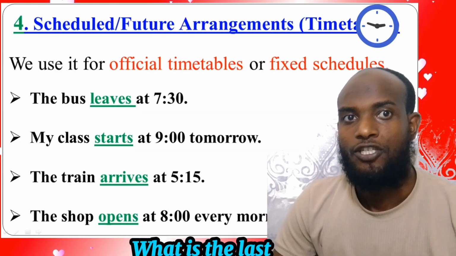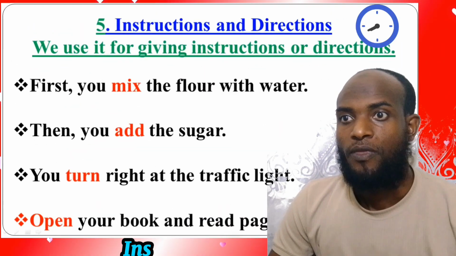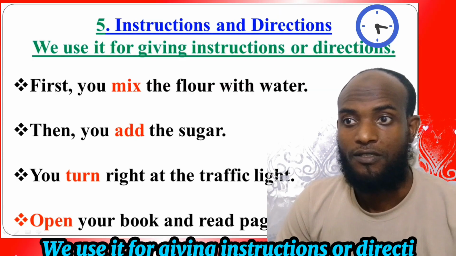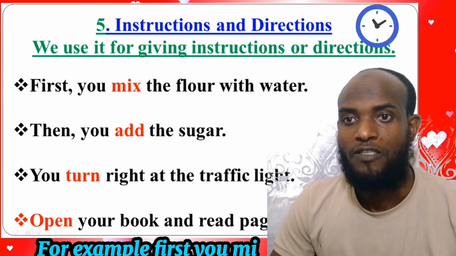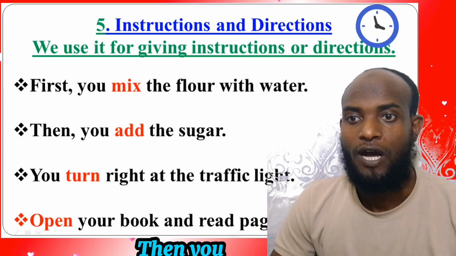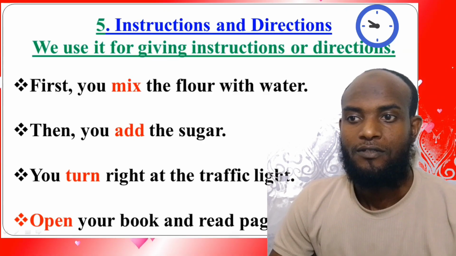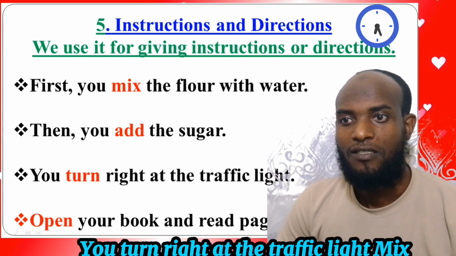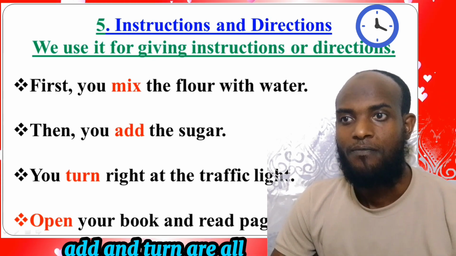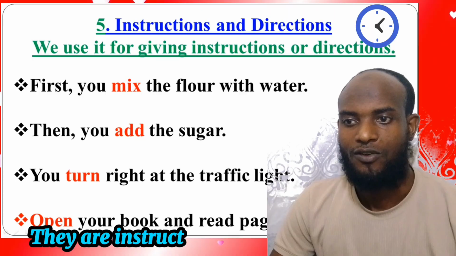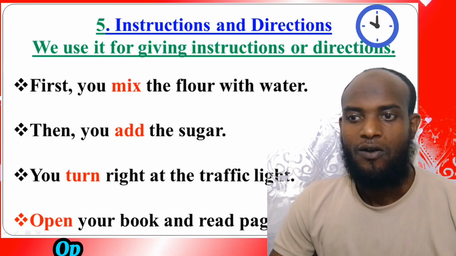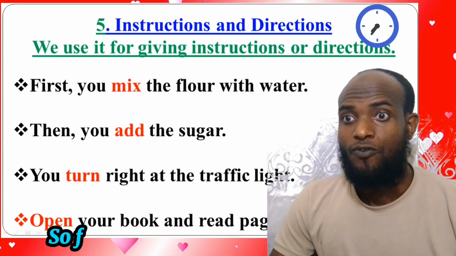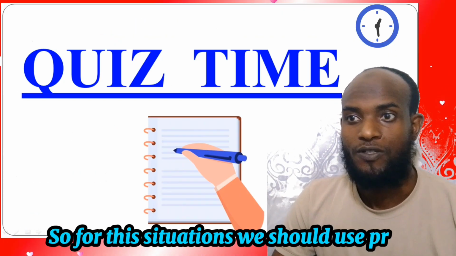What is the last situation? Instructions and directions. We use it for giving instructions or directions. For example, first, you mix the flour with water. Then, you add the sugar. You turn right at the traffic light. Mix, add, and turn are all present simple. Why? They are instructions. Open your book and read page 10. Open is here a verb in present simple form. So for these situations, we should use present simple.